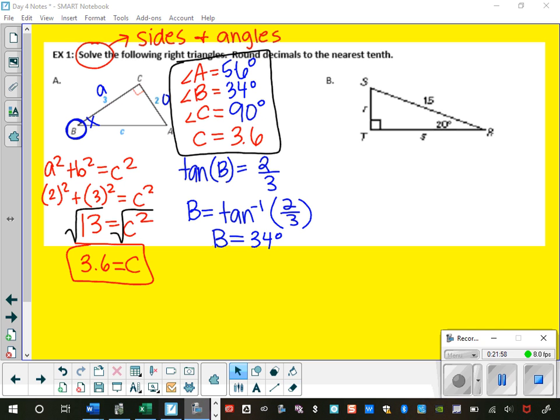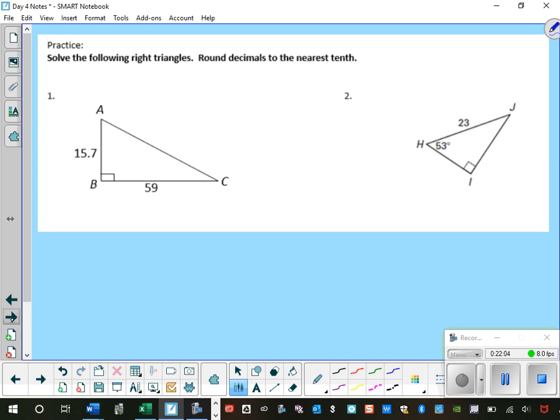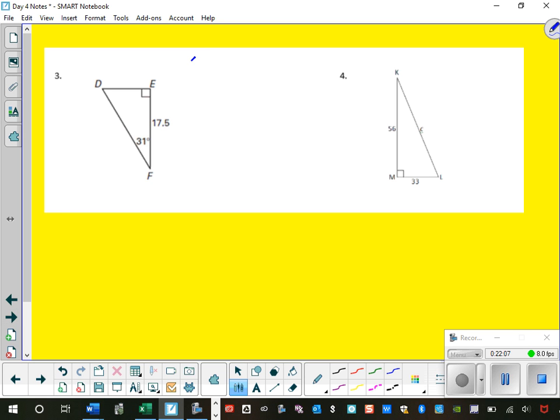All right, so we're doing this one. Because it says to solve, that means I need all 3 sides of the triangle and all 3 angles. Angle F, they told me, was 31 degrees. Angle E is going to be 90 degrees. Brian, what did you get for angle D? 59 degrees. So, if we have 2 angles, you can always find the third angle.